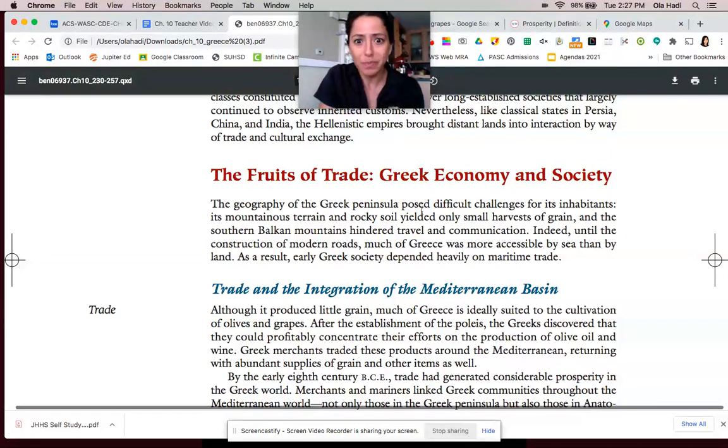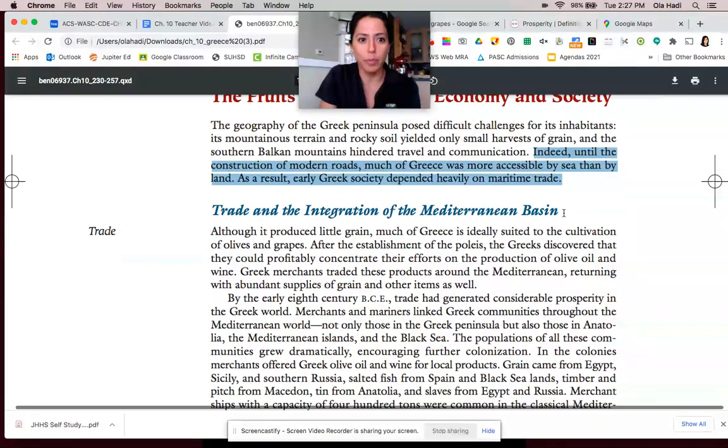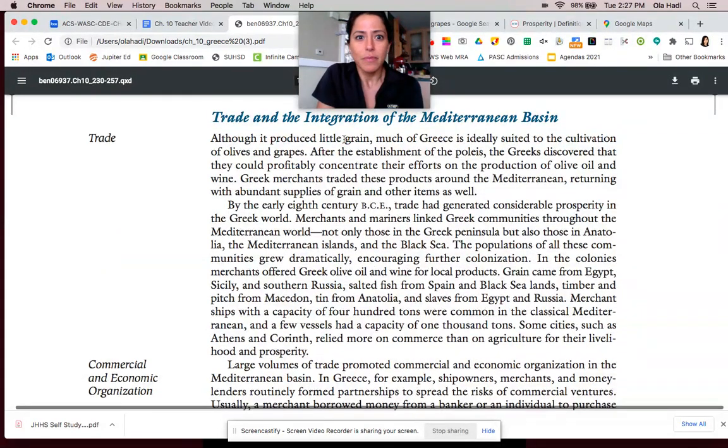Okay, so as I mentioned, this is a mountainous region with rocky soil, so it makes it very difficult to grow or cultivate certain items. And you know that the Greeks are therefore going to largely depend on maritime trade. It tells you that the landscape is well suited for the cultivation of olives and grapes. It tells you that they concentrated on producing olive oil and wine, and they traded these items around the Mediterranean.